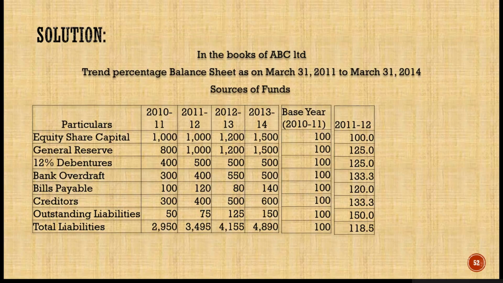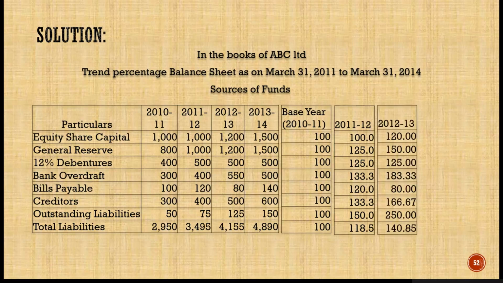Now the same formula, same type we will use for calculating 2012-13 data. So here in case of equity share capital, again we have to apply a formula, that is present year value, that is 1200 divided by base year value, that is 1000 into 100. So this is the calculation for the year 2012-13.